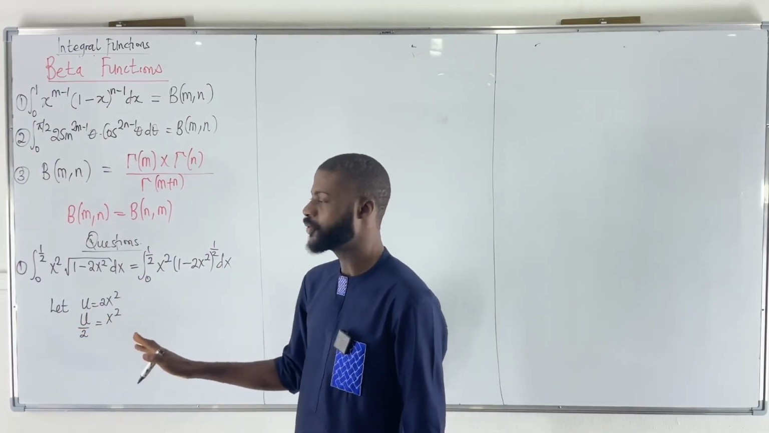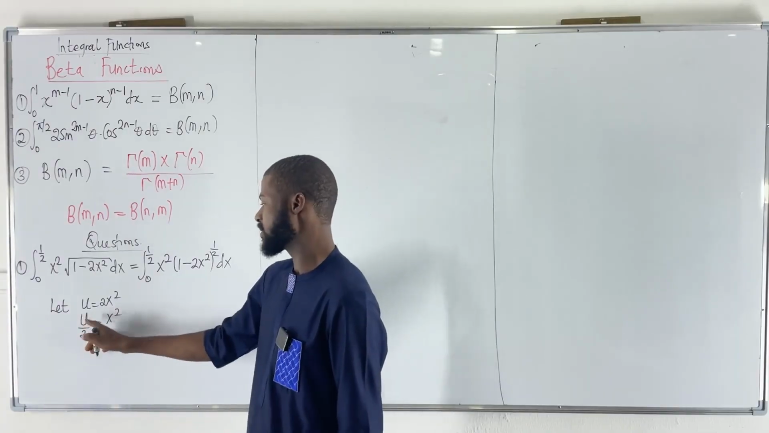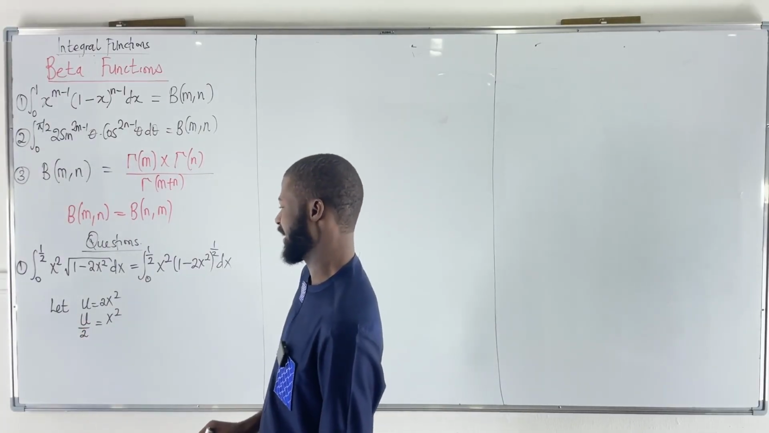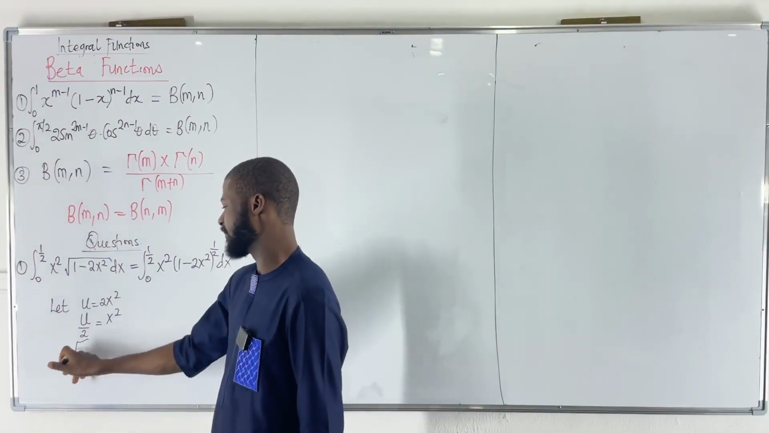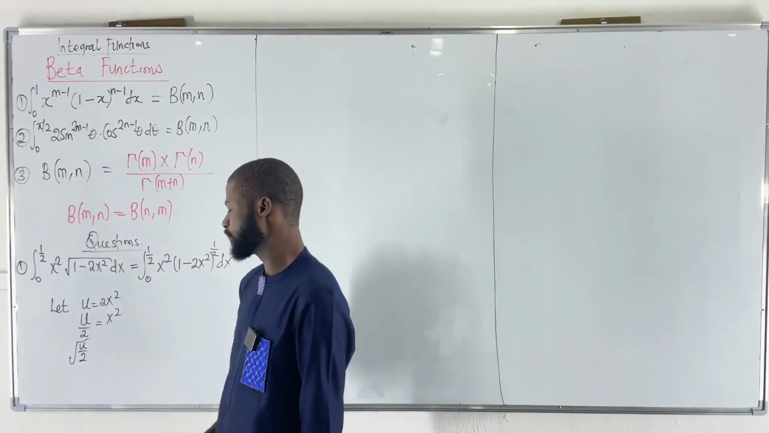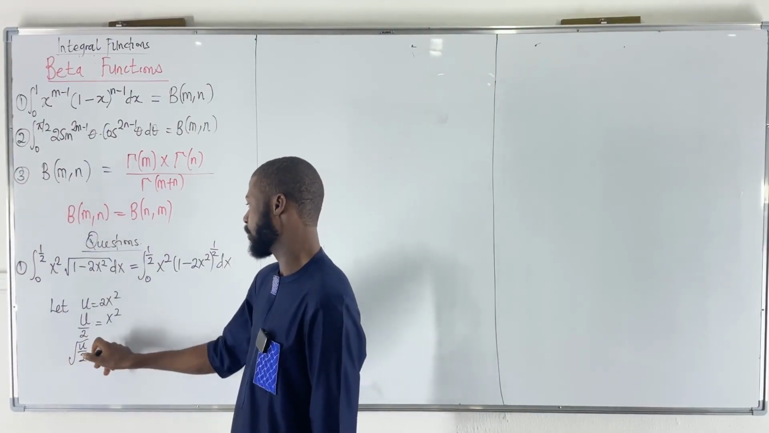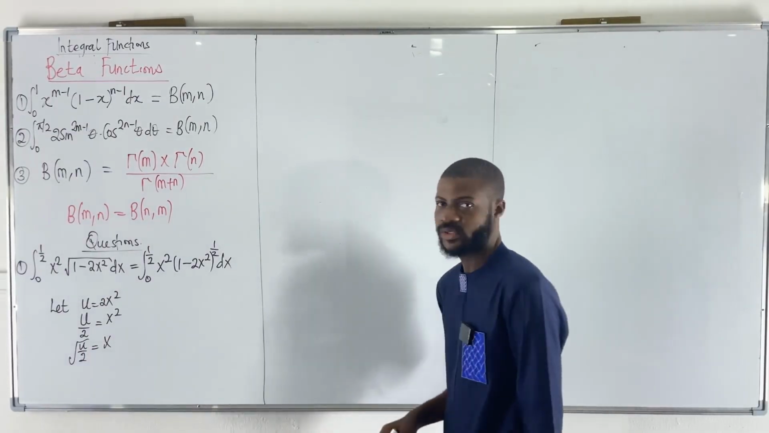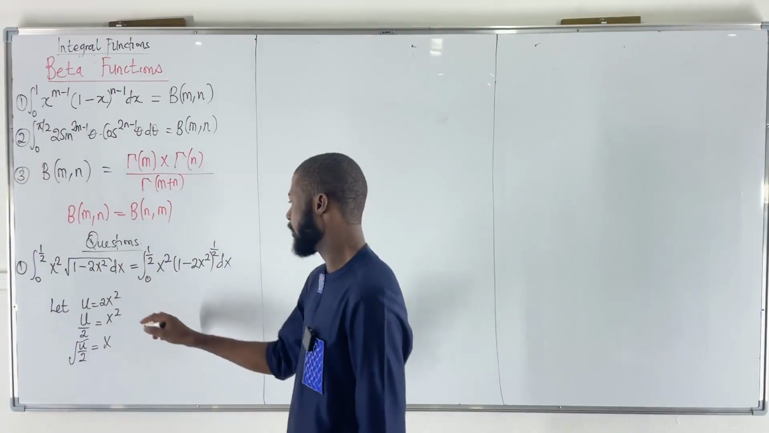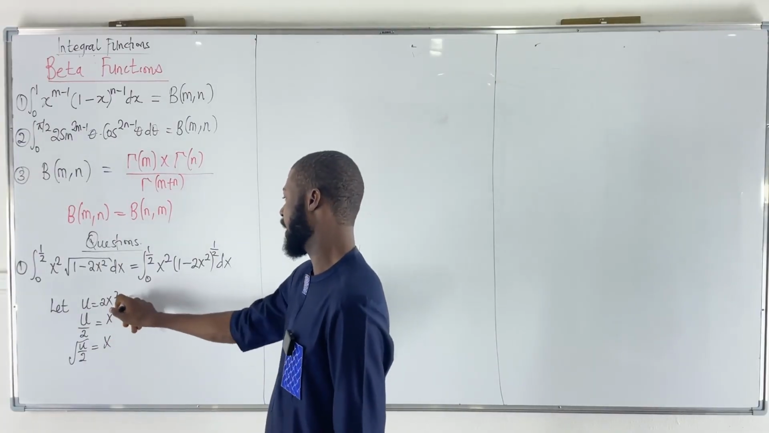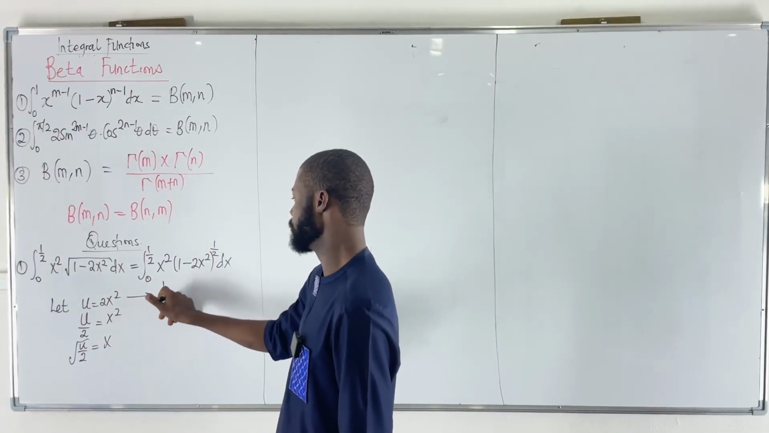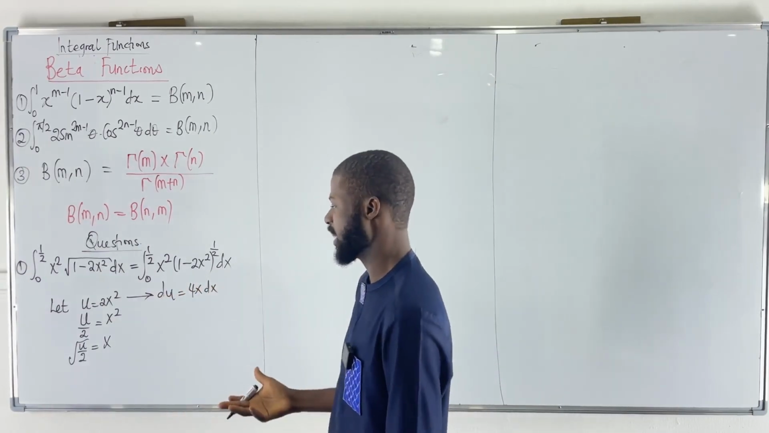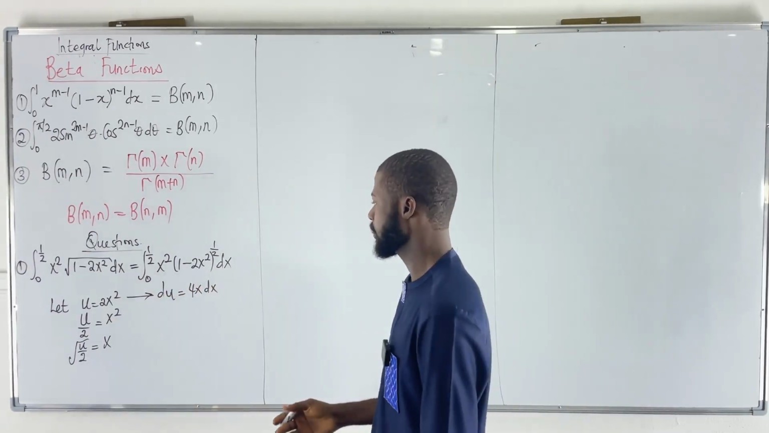Then what's the next thing I'll do? I'll take the square root of this. So this is root of u over 2, and that will be equal to s. Okay, so that's what s is going to be. Now, if u is equal to 2s squared, this means that du is equal to 4s ds. Yeah, that's what that's actually trying to say.